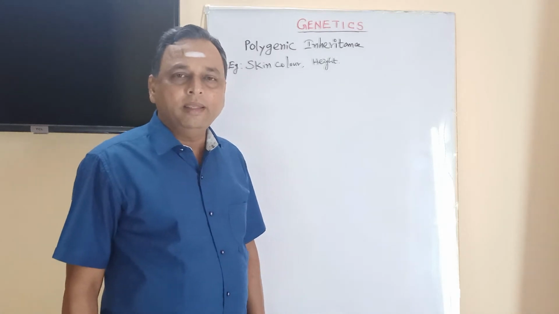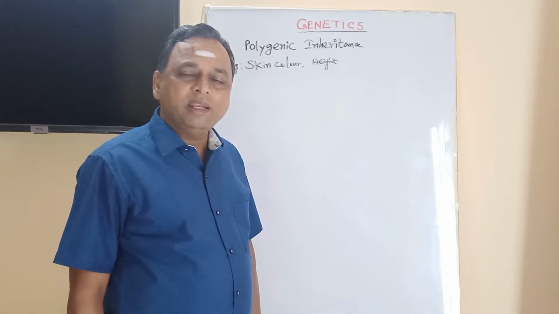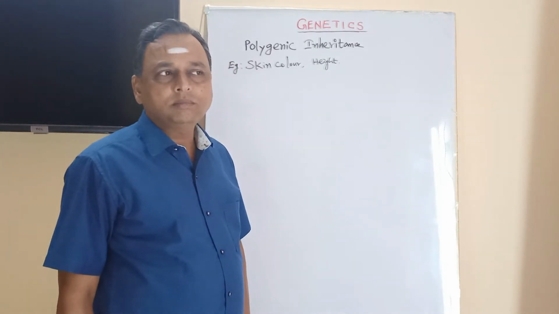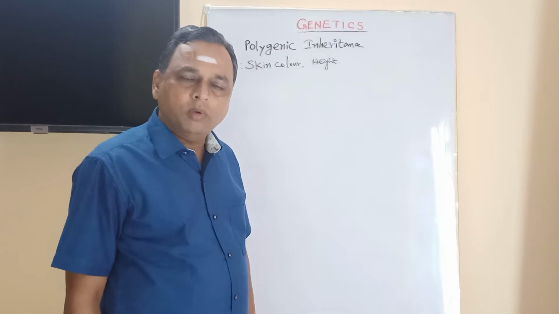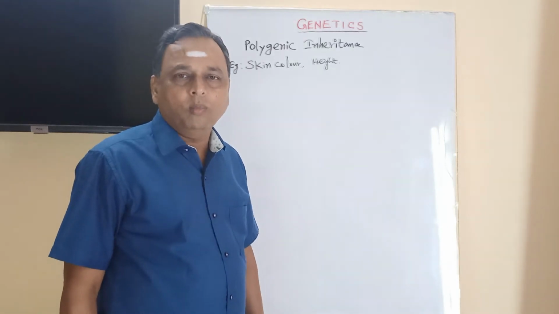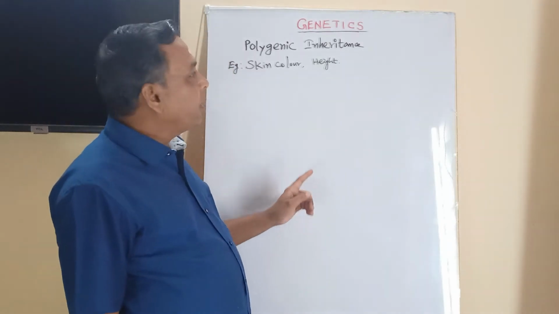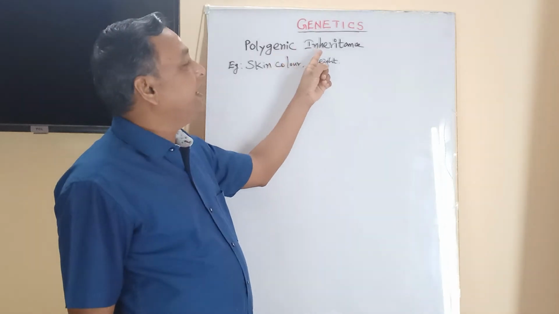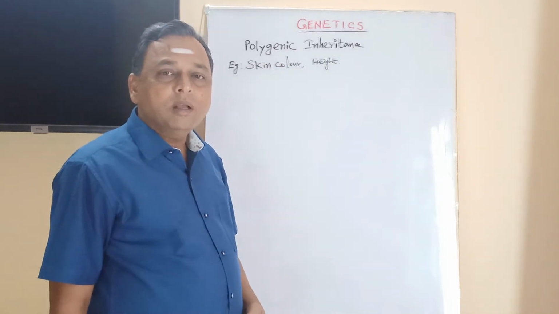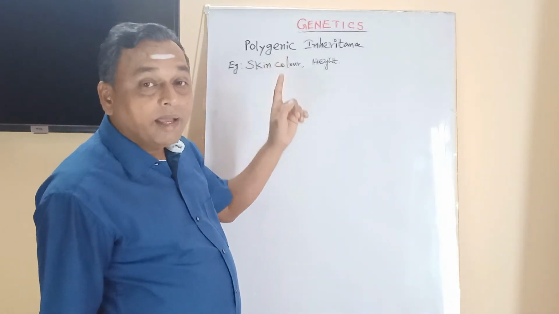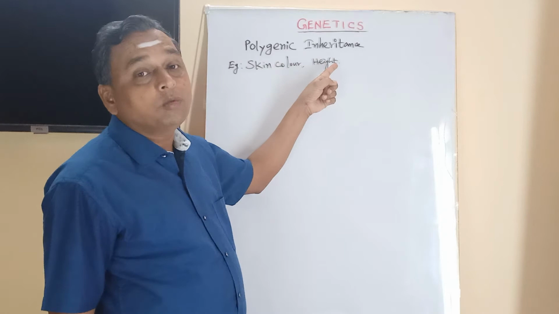Well, we have seen earlier multiple allelism, where many alleles control one trait. That is blood group: A group, B group, AB group, O group. All come as one trait, blood group. But many alleles, only one gene, that is the I gene. But now what we are going to see is polygenic inheritance. Poly means many, genic means gene. Many genes control one trait. There, many alleles control, but in this case many genes control one trait.